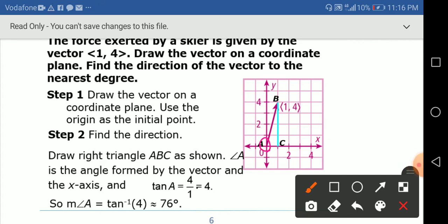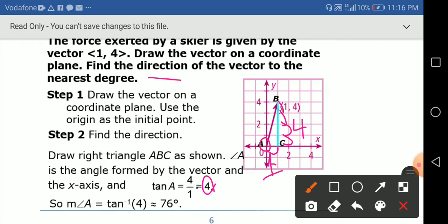Opposite here, I will count: 1, 2, 3, 4. So we got 4. 4 over what? The adjacent is 1. 4 over 1. So tangent of angle A is 4, since 4 divided by 1 gives me 4. So the measure of angle A is what he asks me, the direction.